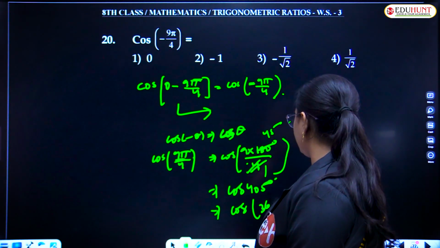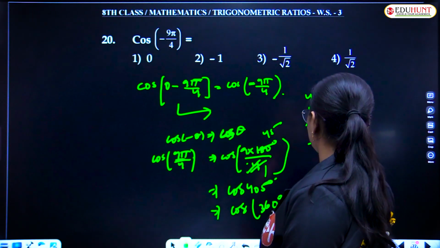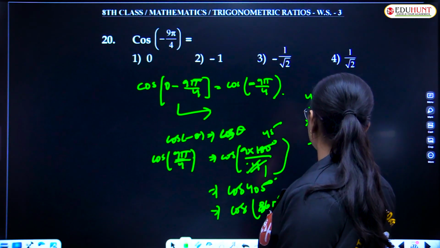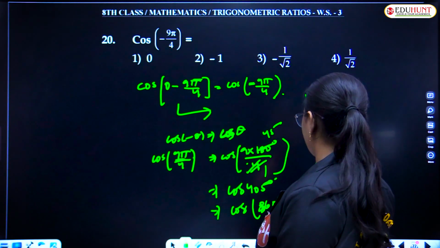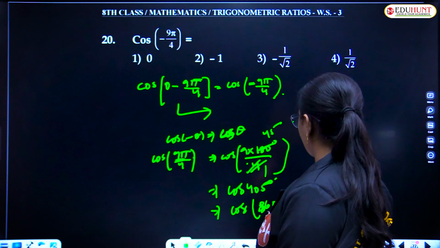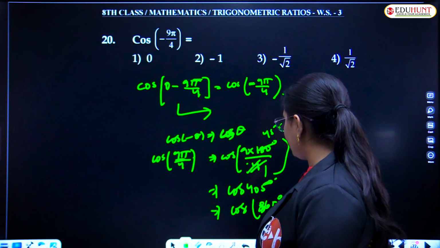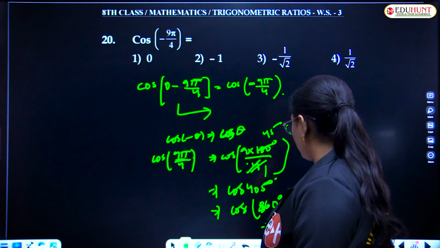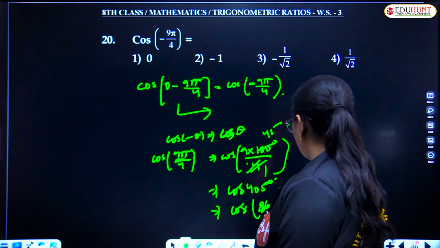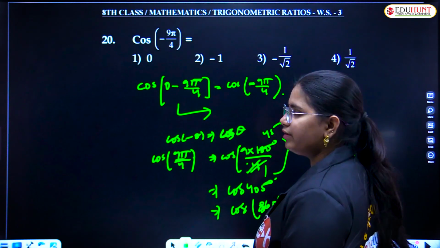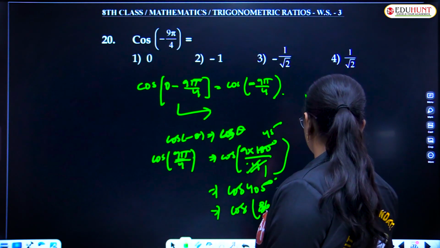How much do you need to add to 360 to get 405? 360 plus 45 is nothing but 405. 360 plus theta lies in the first quadrant, so cos will remain cos. Cos 45. What is cos 45? Which is 1 by root 2.